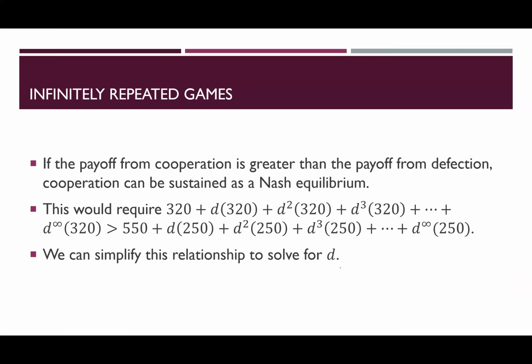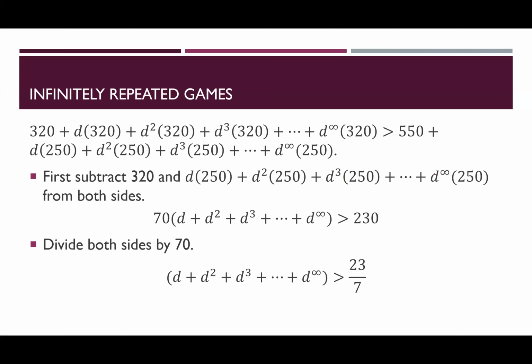So for cooperation to be sustained, we need the payoff from cooperating to be greater than the payoff from defection. That's what is shown here in this second bullet. That payoff from cooperating here is greater than the payoff from defecting. So to know what that discount rate needs to be for cooperation to be sustained, we just solve for D. Here we're just going to solve for our unknown in this inequality. We're going to start by subtracting 320 from both sides.